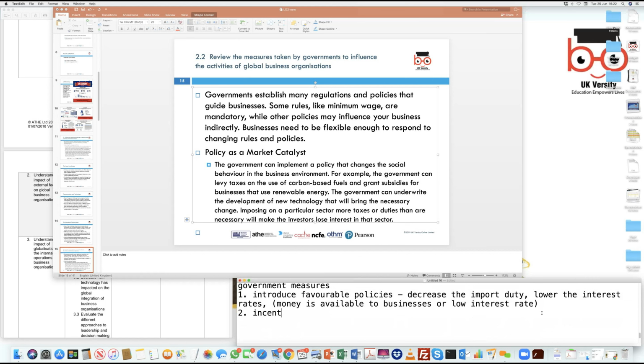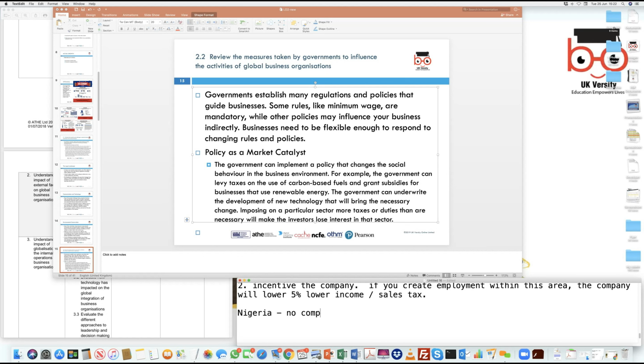They can incentivize the company. That means they can say, if you create employment within this area, for example, in order to grow the city or the particular place, the government would say that if you create employment within this area, the company will pay 5% lower income tax or sales tax. So what is government doing? The government wants to look at a small city in Nigeria wherein there are no companies or businesses. So the government here wants to create jobs for younger people.